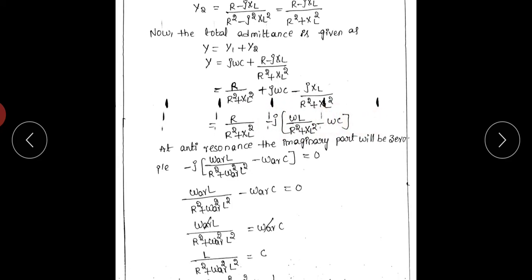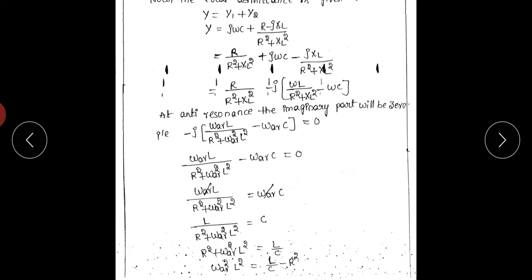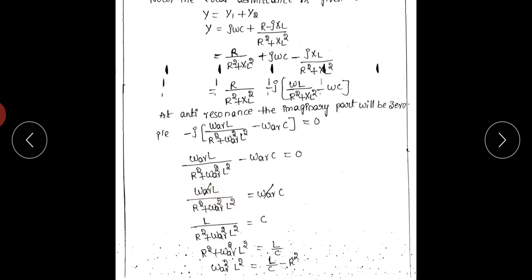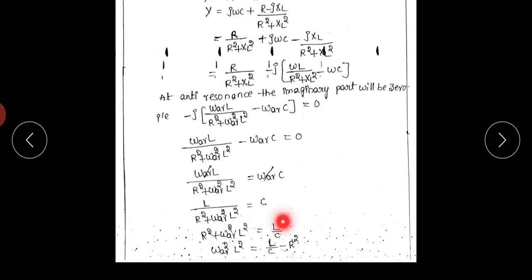By equating this imaginary term equal to 0, we get the next equation. Minus j into, at anti-resonance omega equals omega_ar: omega_ar L by R square plus omega_ar square into L square minus omega_ar into C equals 0. Here omega_ar cancels. So L by R square plus omega_ar square into L square equals C.